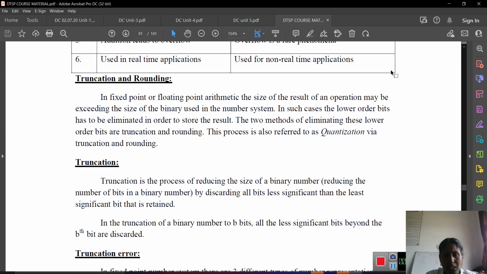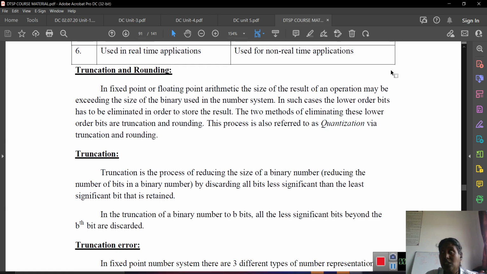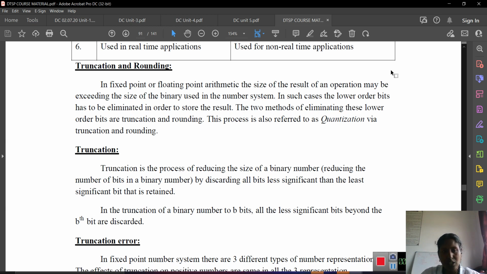One of the main topics here is truncation and rounding. In fixed point or floating point arithmetic, the size of the result of an operation may exceed the size of the binary word used in the number system. Truncation is one of the quantization processes. In such a case, the lower order bits have to be eliminated in order to store the result. Two methods of eliminating these lower order bits are truncation and rounding. This process is also called quantization via truncation and rounding.